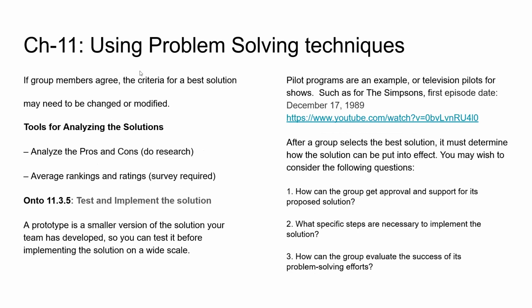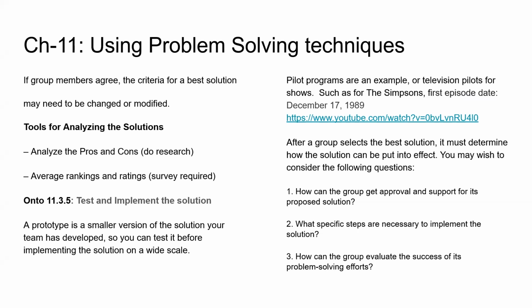So now, if group members agree, the criteria for a best solution may need to be changed or modified. You should always be willing to change the criteria. Don't think of the criteria as immovable, because sometimes you have to adjust it. You're forced to, because you have no choice. So if I can't buy a house that meets the criteria, I need to buy the house, so I'm going to stretch the budget a little bit. That's probably the number one thing people will change in their criteria: my maximum budget was here, and then you look at all the options and you're like, let's push another 50,000 into it.